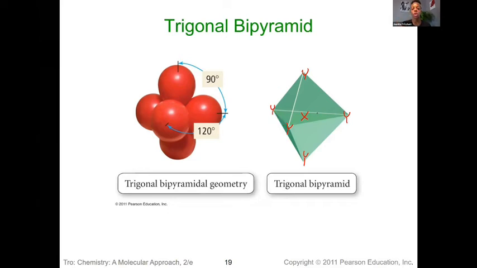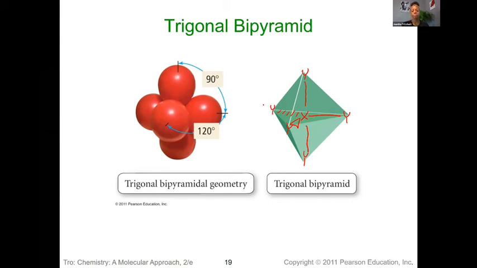And so when we're drawing these, again, we would show the axial with straight lines and one of those with a straight line indicating that it's in the same plane. And then we would have a wedge line, like it's coming out at us, and then a dash line, like it's going away from us, to create that trigonal bipyramidal, or those triangle base with the two pyramids.